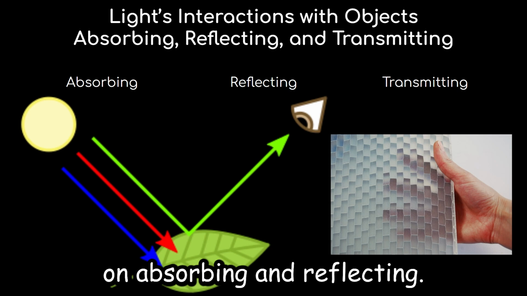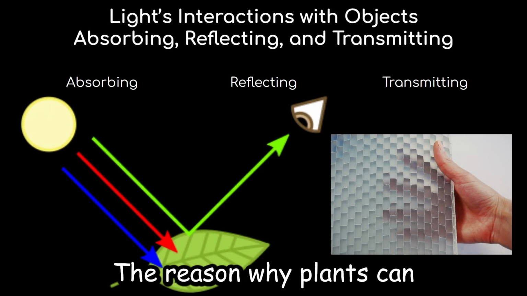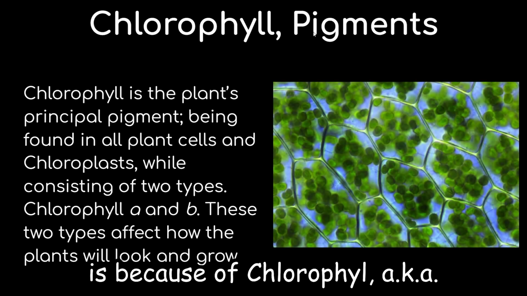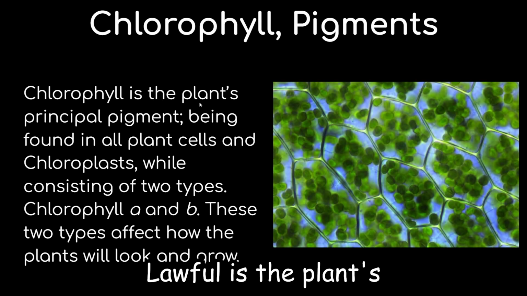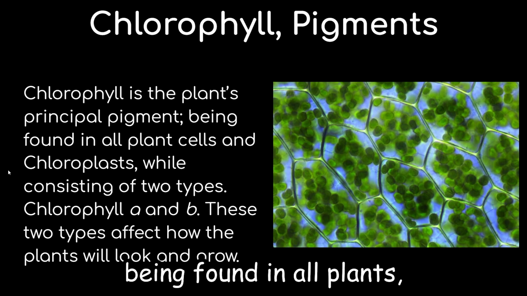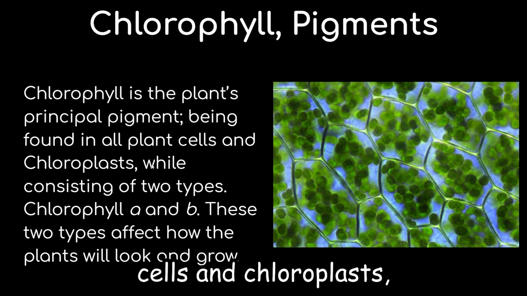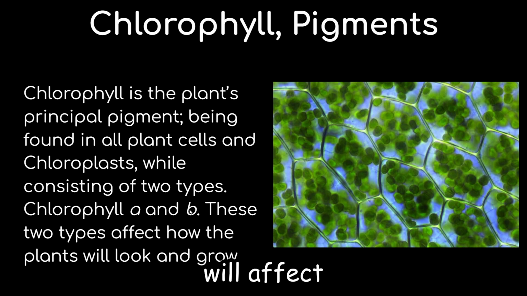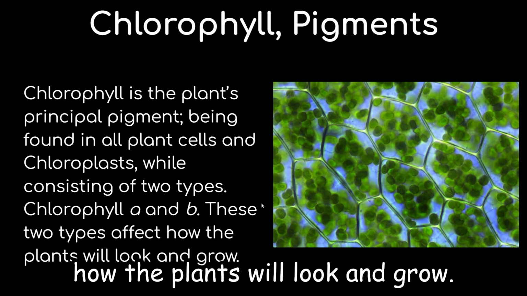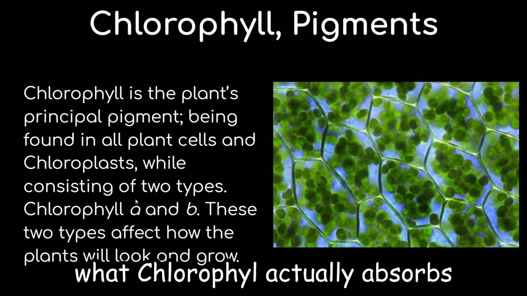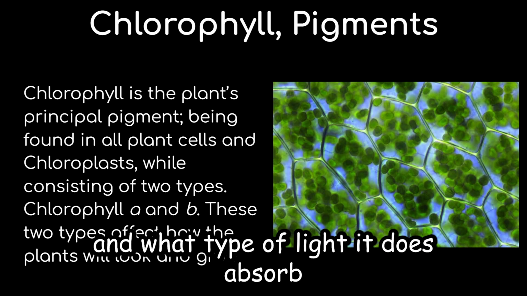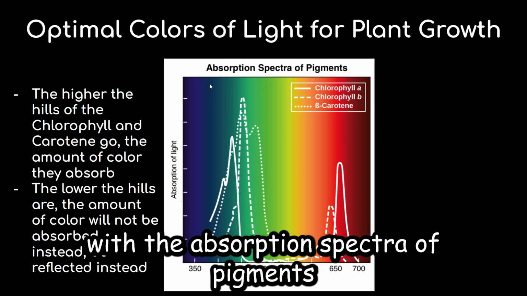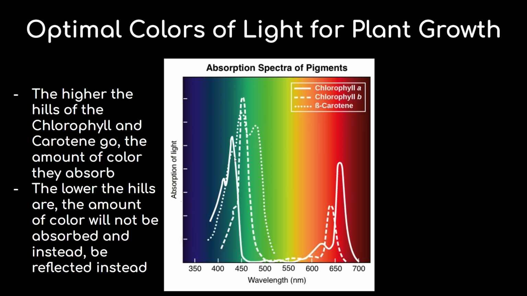More specifically on absorbing and reflecting, the reason why plants can absorb and reflect is because of chlorophyll, aka pigments. Chlorophyll is the plant's principal pigment, being found in all plant cells and chloroplasts, while consisting of two types. The A and B types of chlorophyll will affect how the plants look and grow. What chlorophyll actually absorbs, and what type of light it absorbs, can be answered with the absorption spectra of pigments chart.